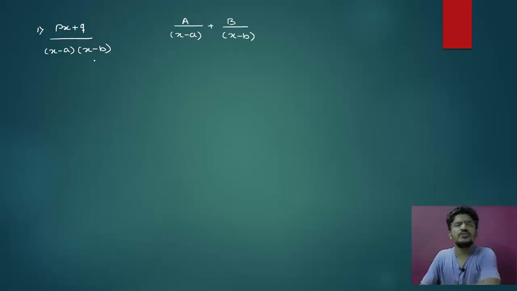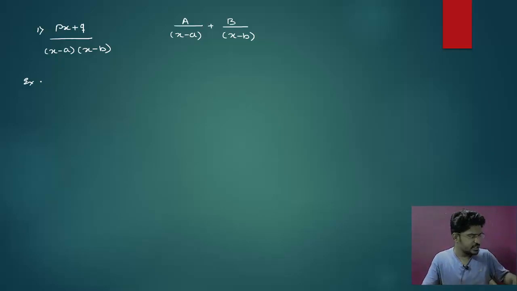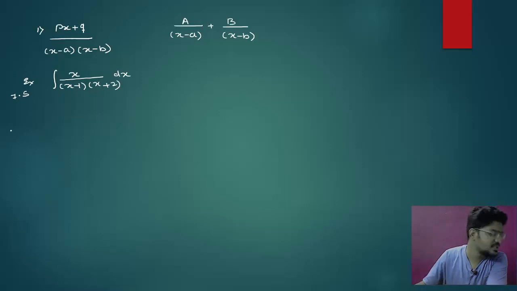Okay. So if I take one example, I think you can understand that. So I will take the example from your NCERT text, that is integration of x divided by x minus 1 into x plus 2 with respect to dx. That is exercise 7.5, example 1.